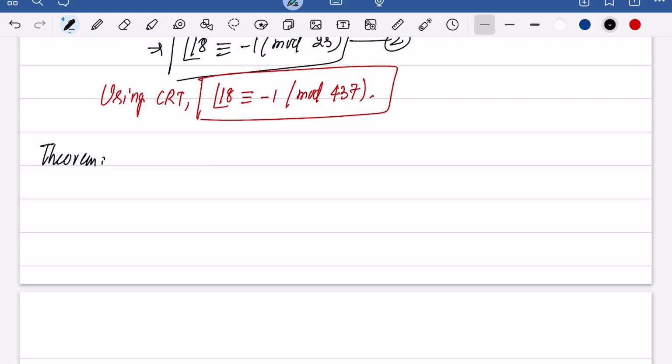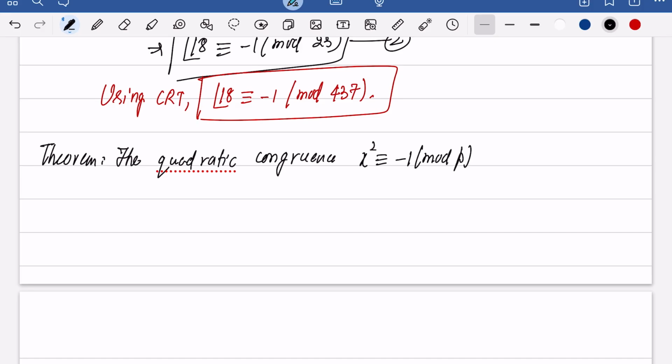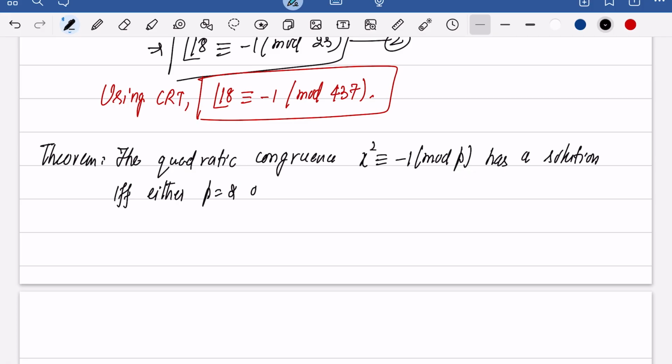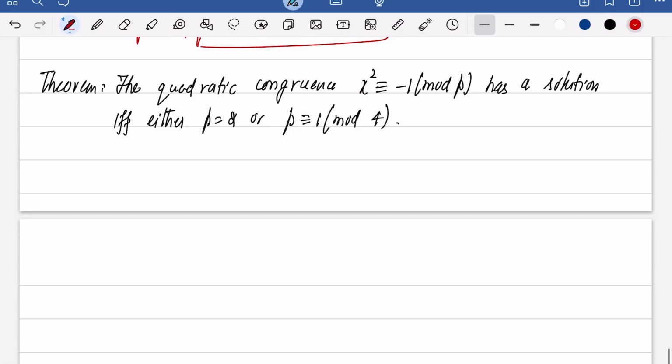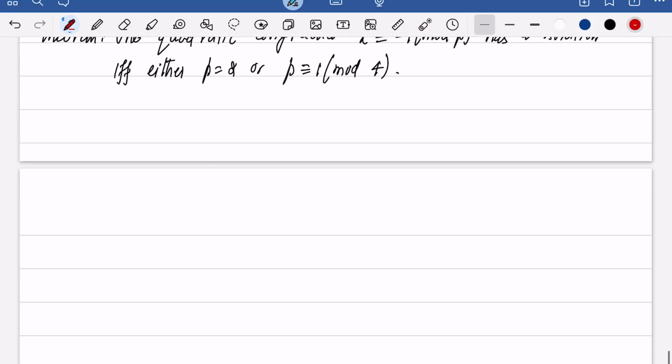Now let's take up another theorem, the quadratic congruence. The quadratic congruence x square is congruent to minus 1 modulo p has a solution if and only if either p equals 2 or p is congruent to 1 modulo 4. So this is again another result that we must remember.